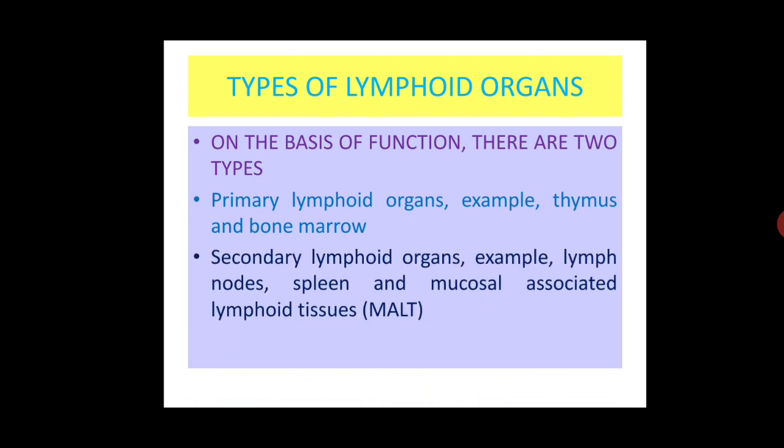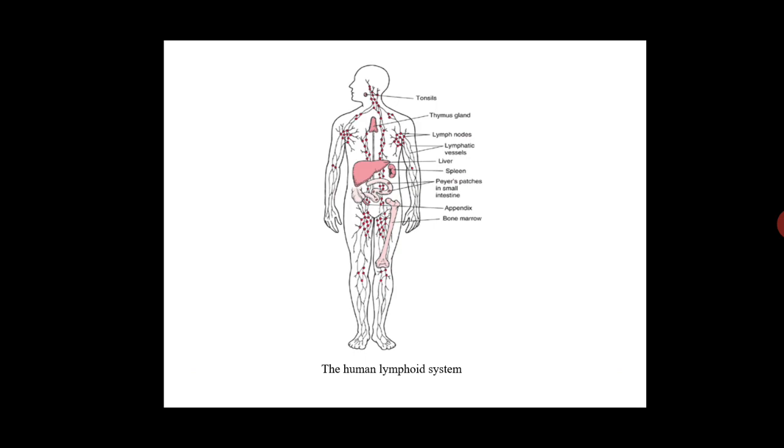Secondary lymphoid organs trap antigen from particular tissues or vascular spaces. In other words, it can be said that secondary lymphoid organs provide a site for antigen-antibody interaction. Here is the pictorial representation of the human lymphoid system in which the primary and secondary lymphoid organs are highlighted. Now come to thymus.